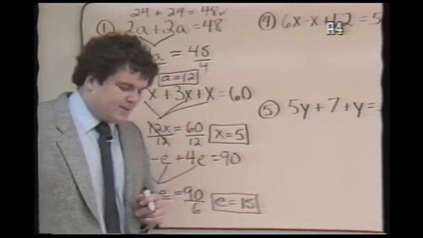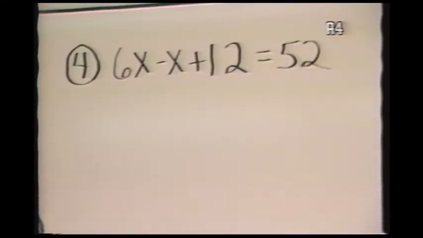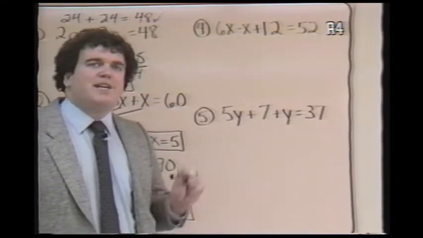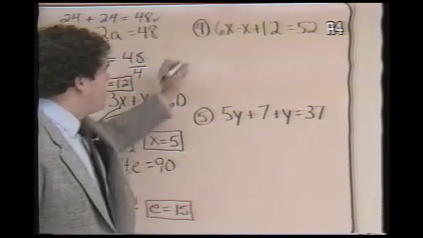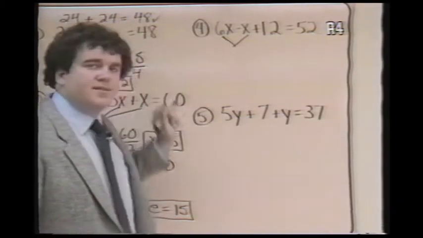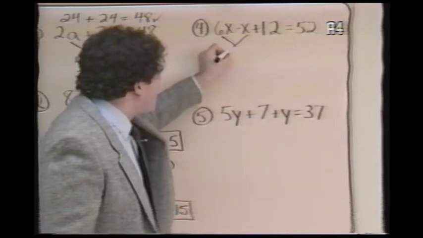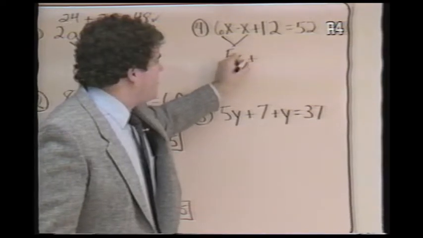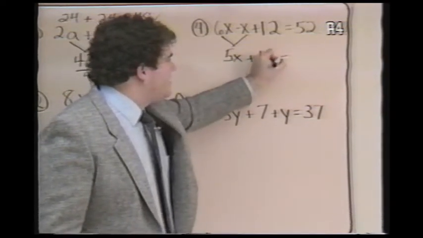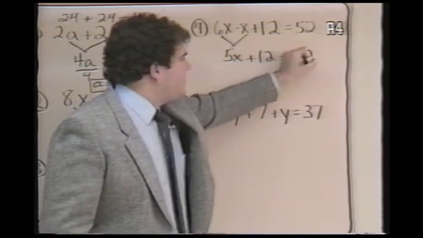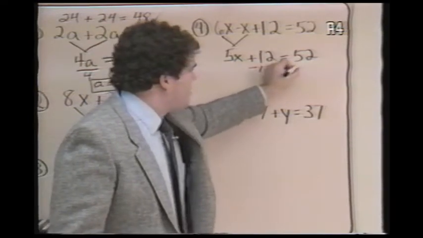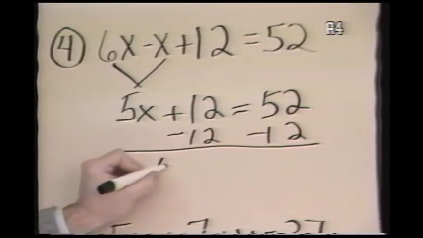Problem number 4. It's a little bit different. 6x minus x plus 12 equals 52. Now we can't combine all this stuff. Why? Because they are all not like terms. We can take 6x and subtract x. I have no problem with that. I get 5x. But this 12 cannot be combined with 5x. So we'll have 5x plus 12 equal to 52. Subtracting 12 from each side, I get 5x equals 40.